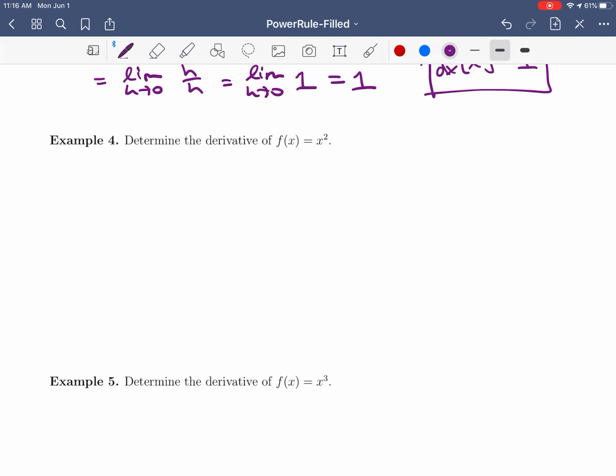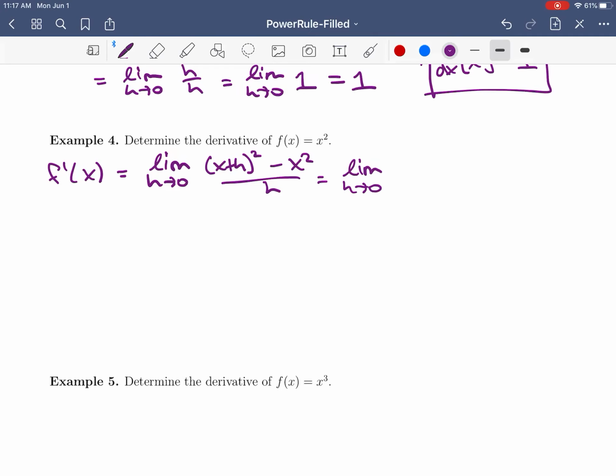Okay, what about an x squared? I'm going to skip the f of x plus h minus f of x all over h and just plug in. So for f of x plus h, I plug in x plus h everywhere I see an x. So I get x plus h all squared minus x squared all over h. If I expand this out, I get x squared plus 2xh plus h squared minus x squared all over h. X squared minus x squared, those go away.